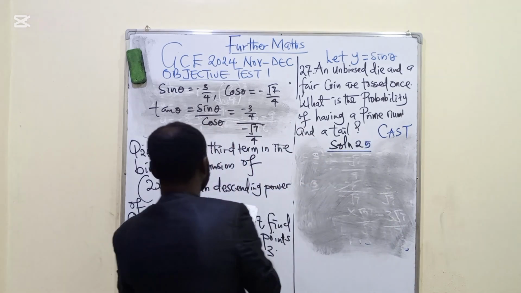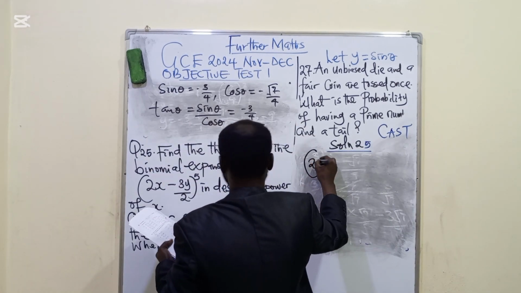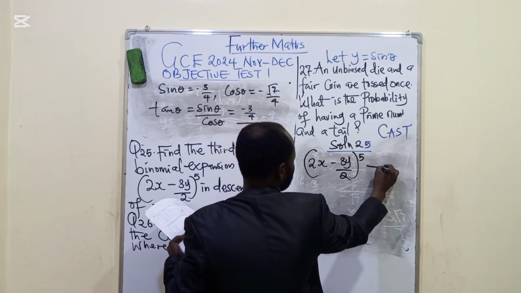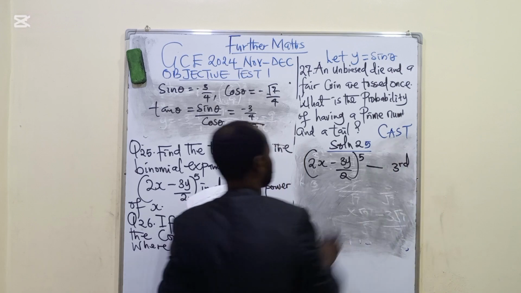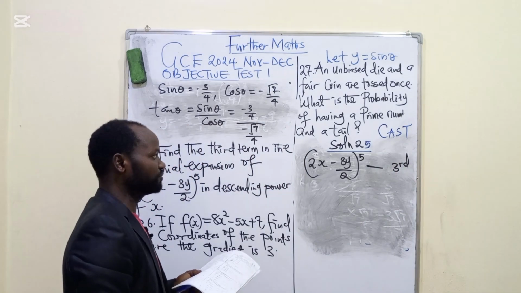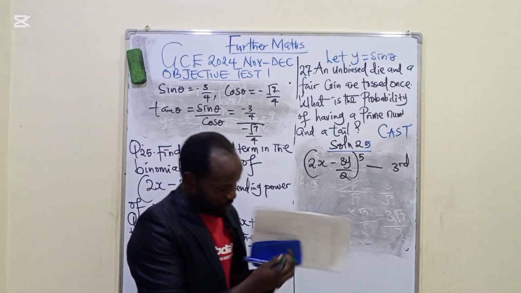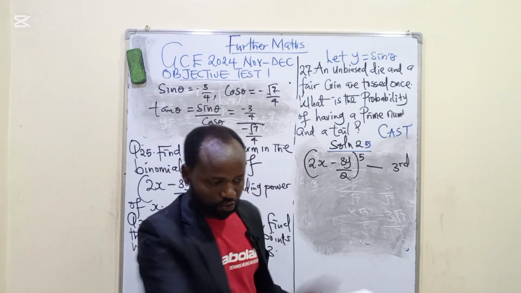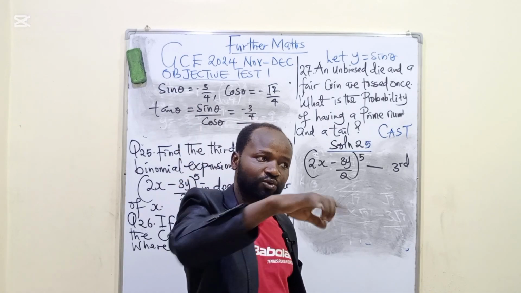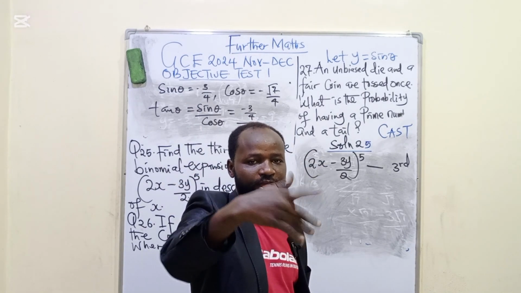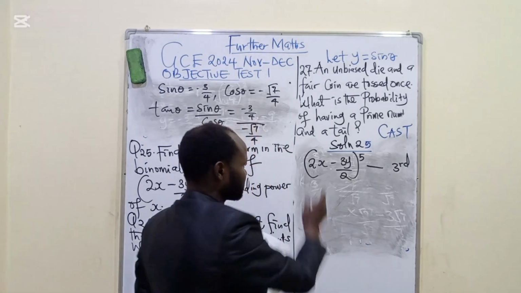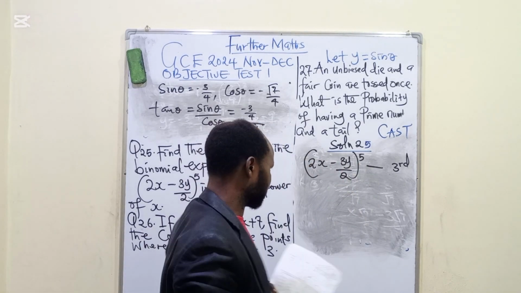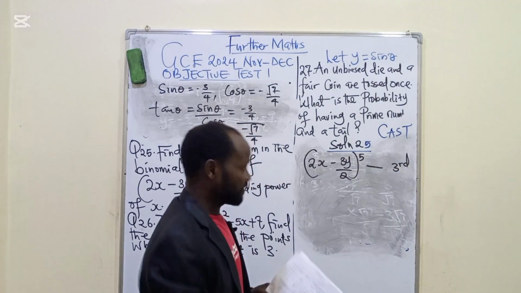What was given to us is 2x minus 3y divided by 2 power 5. We are asked to find the third term. The third term. Very simple. This is power 5. When we expand this, in any binomial expansion, the number of terms after expansion is always n plus 1. That's n more than 1. N more than 1 means this is power 5. If we expand this, we are expected to have 6 terms. That's n plus 1. Very important.